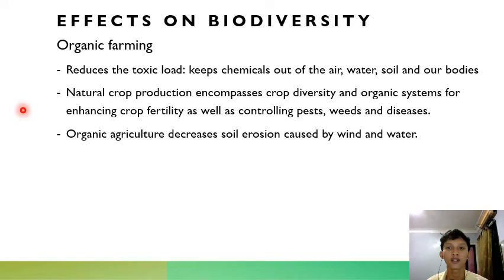The effects of organic farming on biodiversity: it reduces the toxic load on the soil, and keeps chemicals out of the air, water, soil, and our bodies. Natural crop production encompasses crop diversity and organic systems for enhancing crop fertility as well as controlling pests, weeds, and diseases. Organic agriculture decreases soil erosion caused by wind and water because it doesn't use a lot of chemicals on the farm.